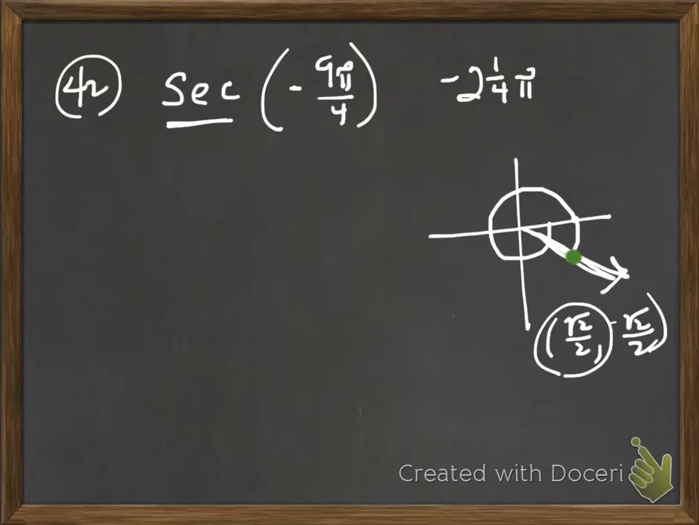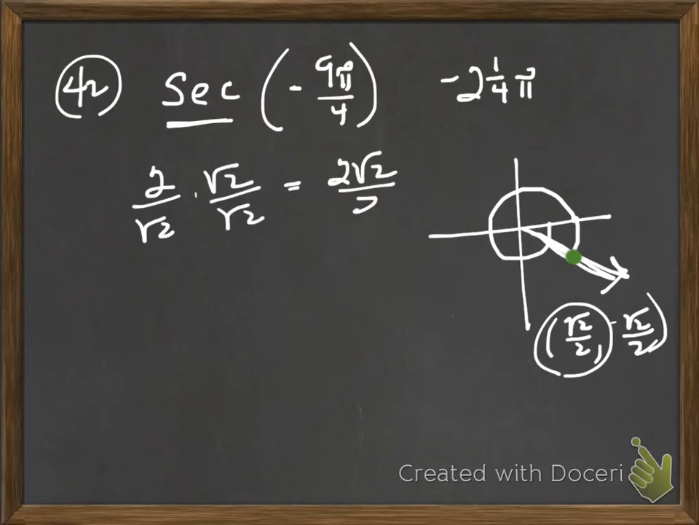Secant is the reciprocal of cosine, and cosine is x. That's right. So the reciprocal of square root of 2 over 2 is 2 over square root of 2. Rationalize. I'm getting 2 square root of 2 over 2. This just comes out like the last one. That didn't always happen, but it happened for those two.